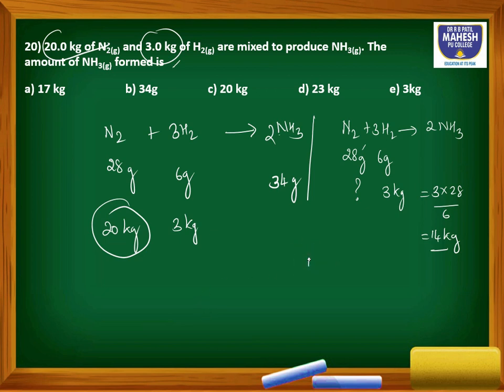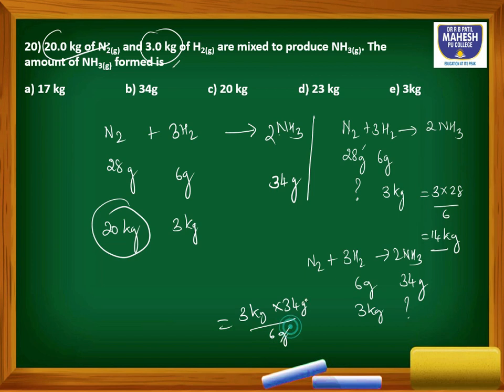So it is the hydrogen that is going to decide how much ammonia is going to form. We know 6 gram gives 34 grams, then 3 kilogram gives how much? 3 kg into 34 gram divided by 6 gram. The gram cancels. This is nothing but 34 divided by 2, that means 17 kilograms. Do we have that option? Yes, we have that option. I hope that it is clear to you. Thank you, students.